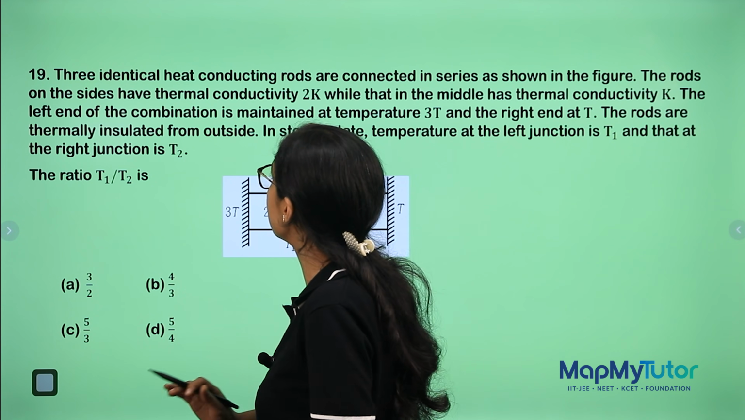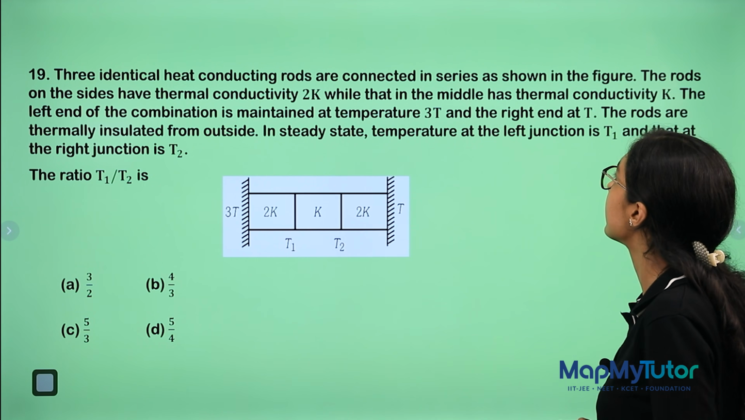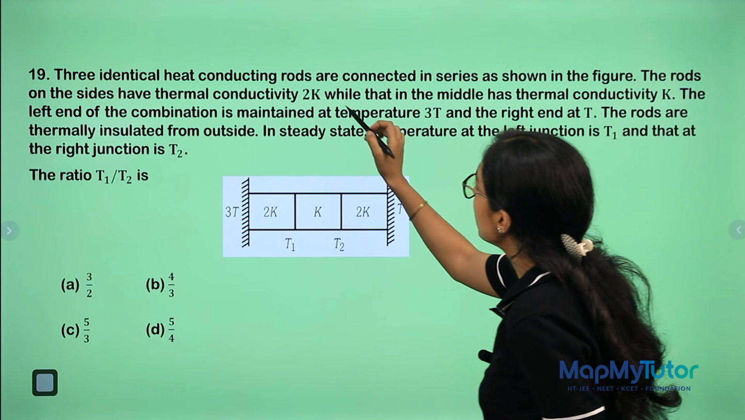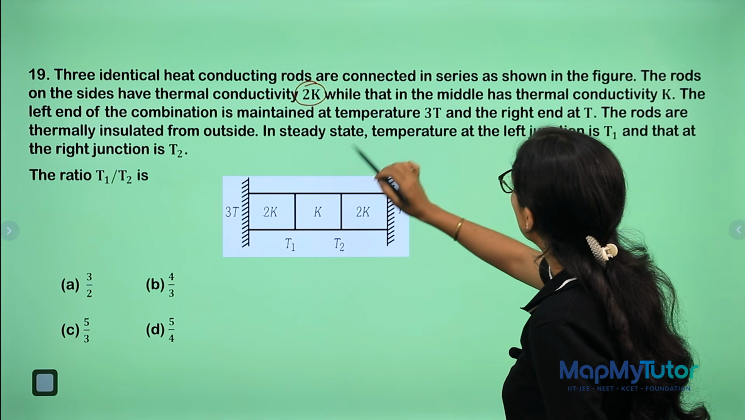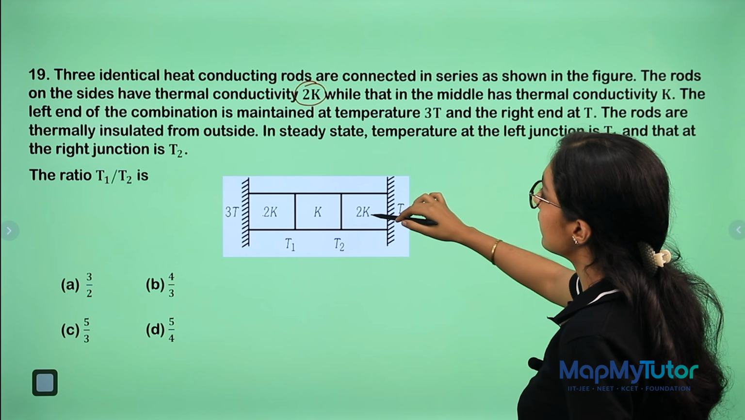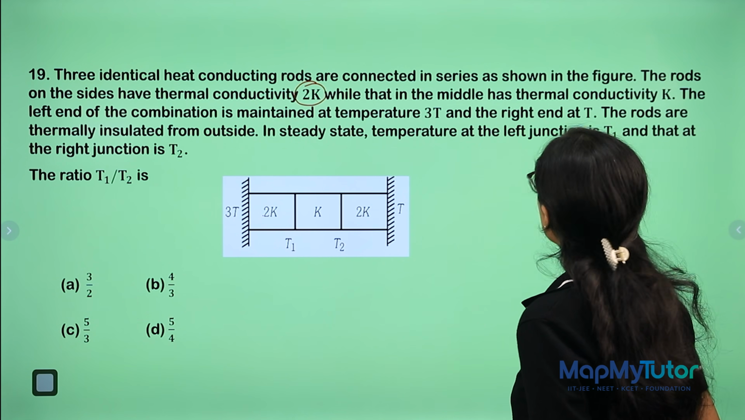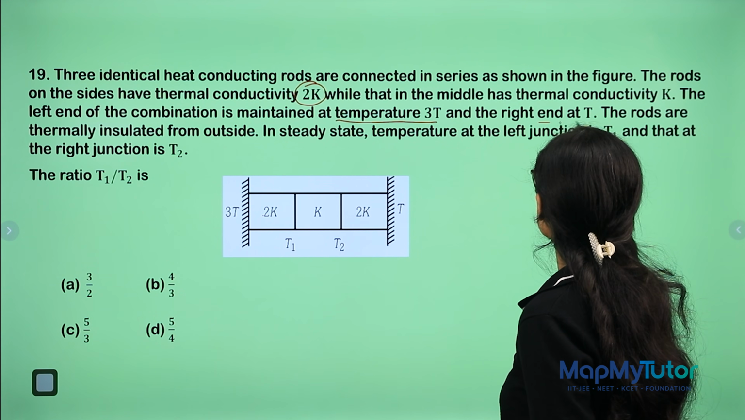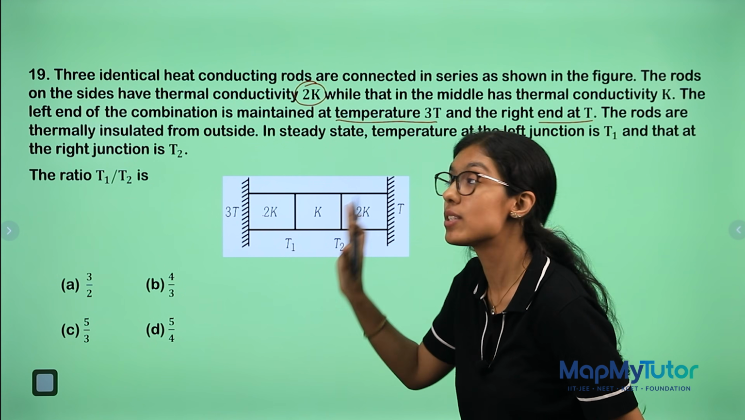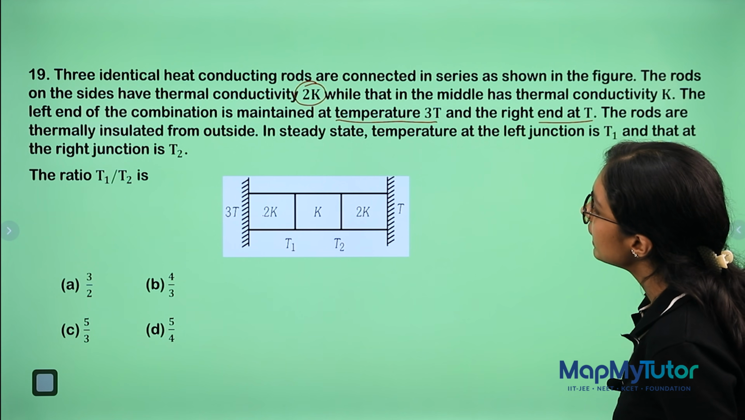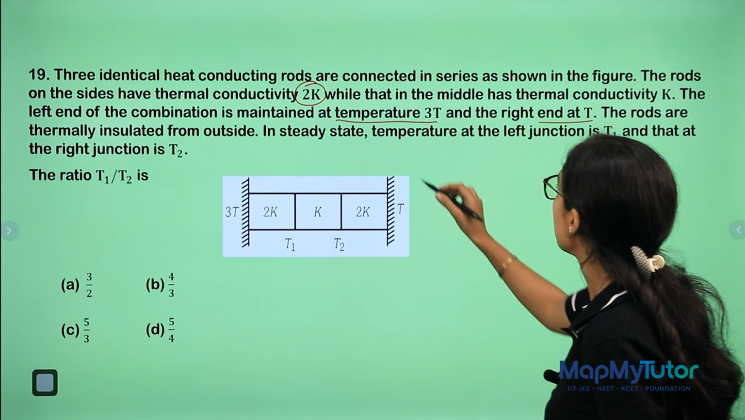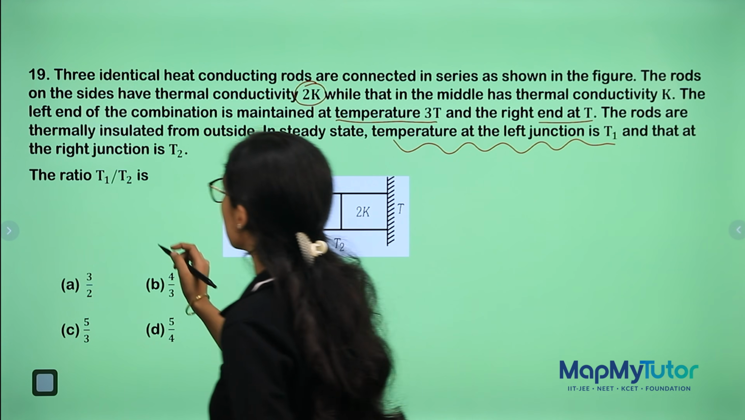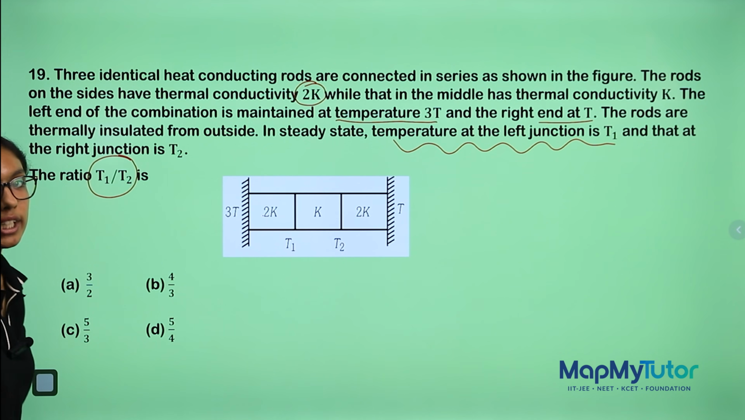Here is your next question. Three identical heat conducting rods are connected in series. The rods on the sides have thermal conductivity 2K, while the one in the middle is K, and at the end is again 2K. The left end of the combination is maintained at the temperature 3T and here it is mentioned T. So there is a temperature difference as well. The rods are thermally insulated from the outside. In steady state, the temperature at the left side junction T1 and the right side junction T2 is? So basically you need to find T1 is to T2.